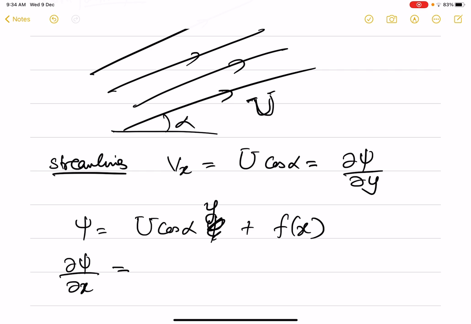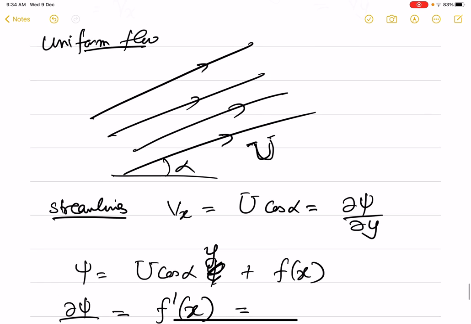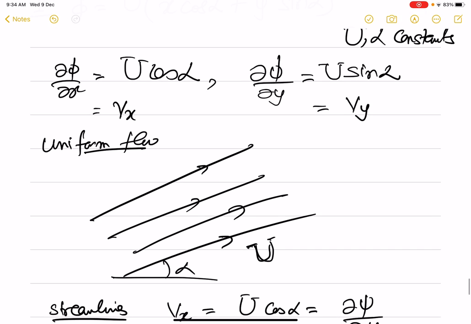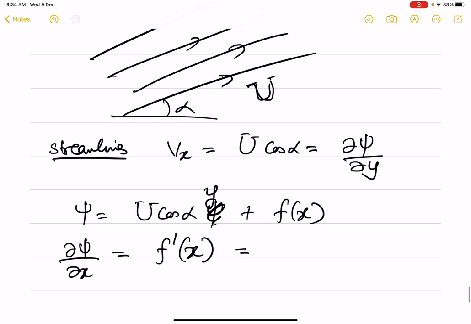And now we differentiate this. So partial psi by partial x is equal to f prime of x. And this we know is equal to minus vy, since Vy is minus partial psi by partial x. Now Vy is what? U sin alpha. So this is equal to minus U sin alpha.